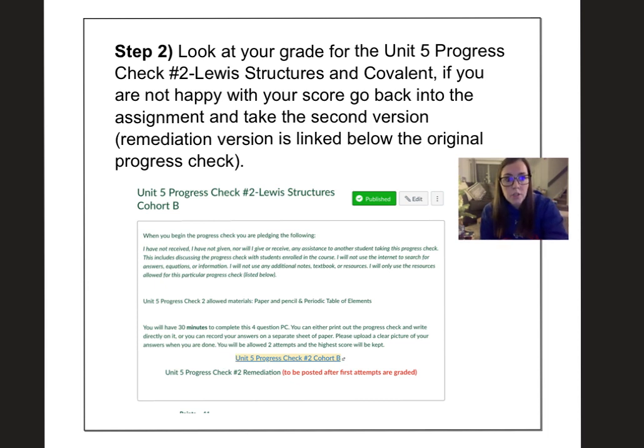If you forgot to do your first attempt, you need to do this first version and wait till it is graded before you can do the remediation. And again, we're kind of close to the wire here. Some of these assignments are going to close, so stay on top of things for me. But again, if you're not happy with your first grade, you can take the remediation version. Don't take the same one again, take the remediation version.